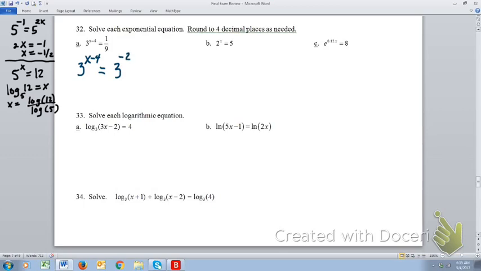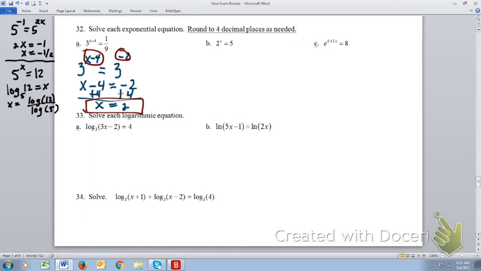We can write 1/9 as 3 to the negative 2 power. Remember, 3 squared is 9, so we know 3 to the negative 2 would be the reciprocal of that, which is 1/9. So here, our exponents have to be equal since our bases are equal. So x minus 4 equals negative 2. Let's add 4 to both sides, and we get x equals 2.